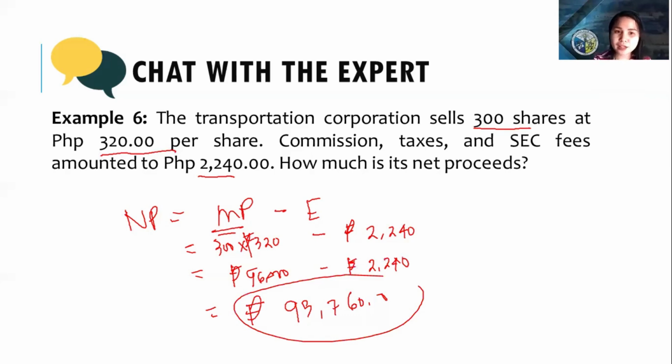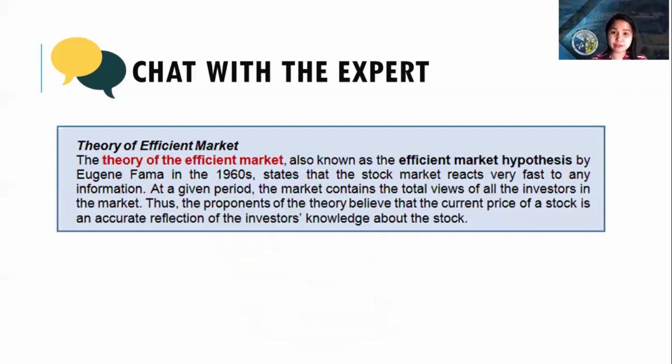So the last part of this topic is the theory of efficient market. The theory of efficient market is also known as the efficient market hypothesis. It was developed by Eugene Fama in the 1960s, and states that the stock market reacts very fast to any information.